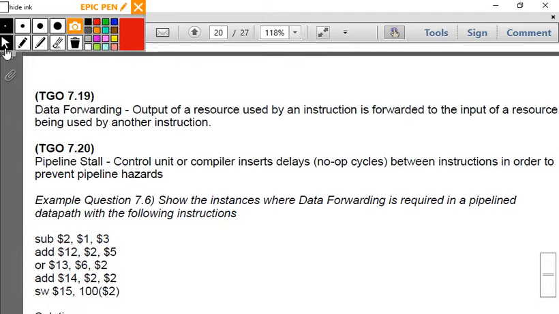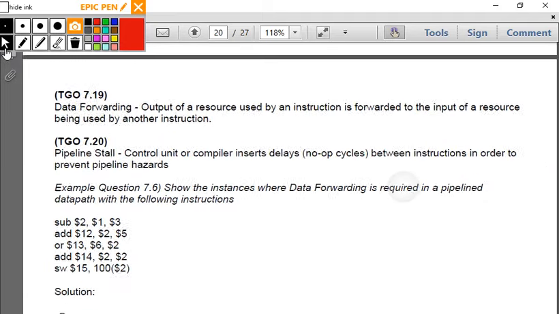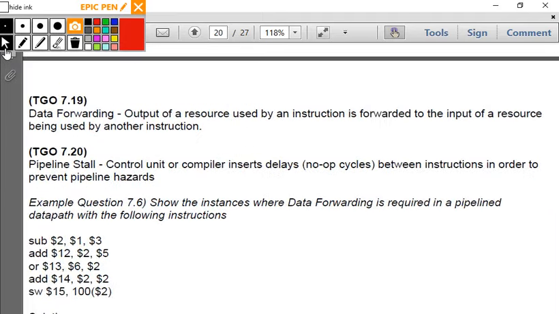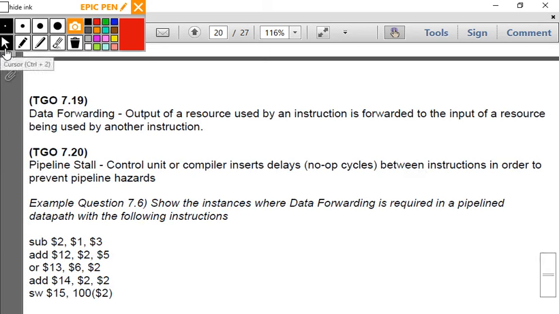So data forwarding: the output of a resource used by an instruction is forwarded to the input of a resource used by another instruction. So that's what you as engineers just designed, this concept of data forwarding. But here's the thing. Sometimes it's not possible to forward data, for example, load word or store word.